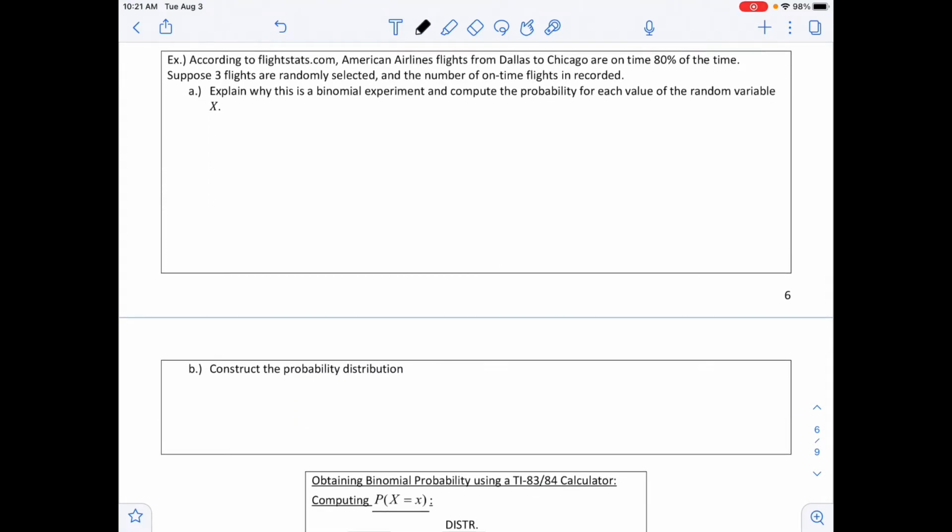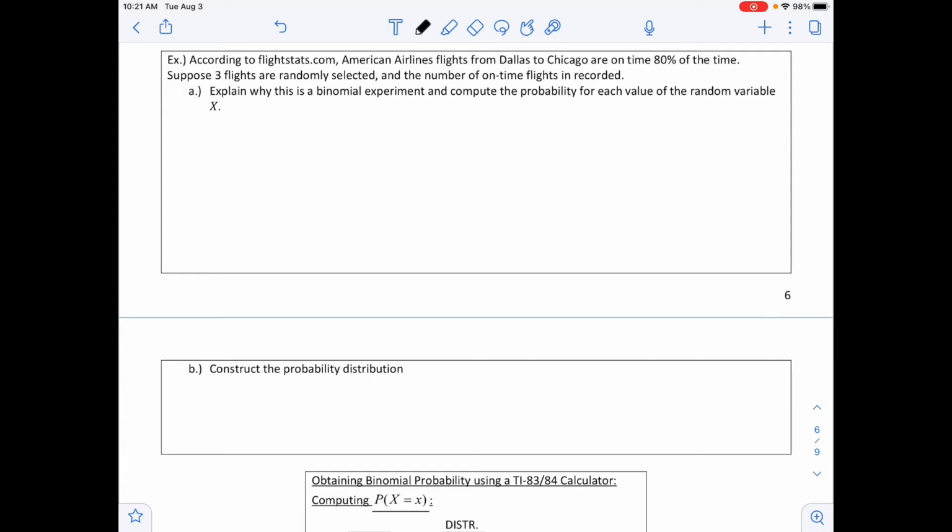This example says, according to flightstats.com, American airline flights from Dallas to Chicago are on time 80% of the time. Suppose 3 flights are randomly selected and the number of on-time flights are recorded. Part A says, explain why this is a binomial experiment and compute the probability for each value of the random variable. So first, let's talk about why this is binomial.